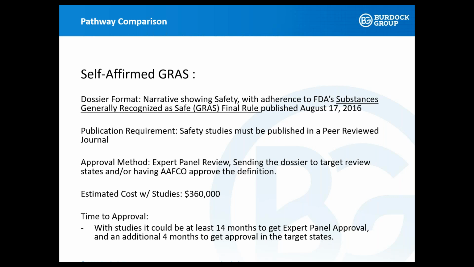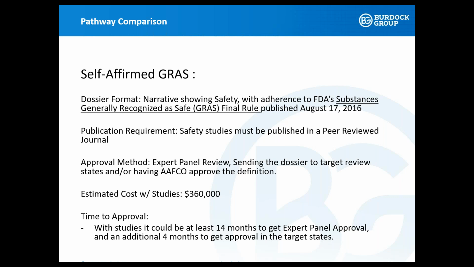So estimated cost with studies, optimistically, is $360K. So like FAP, it's probably going to be around the same. But FAP has kind of a higher ceiling, I believe. And the reason why self-affirmed GRAS, or GRAS period, gives you the flexibility to be more focused with your study battery. That's about it. The quality of the data will still show safety in use. You have a little more free will.